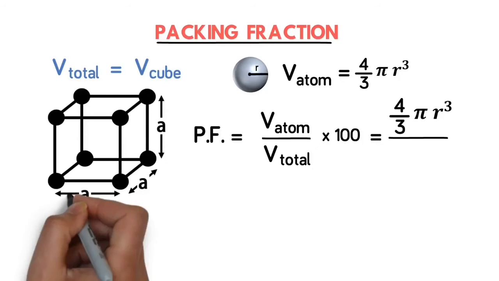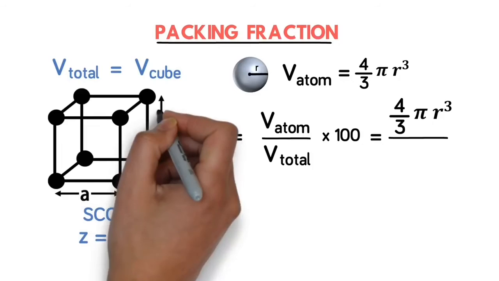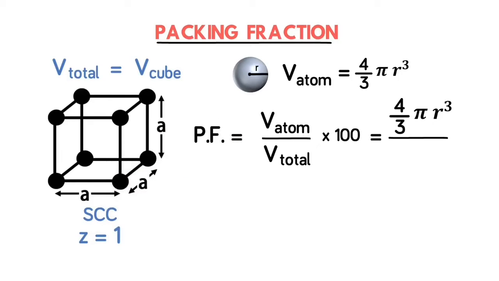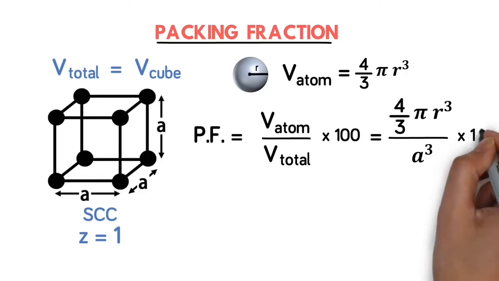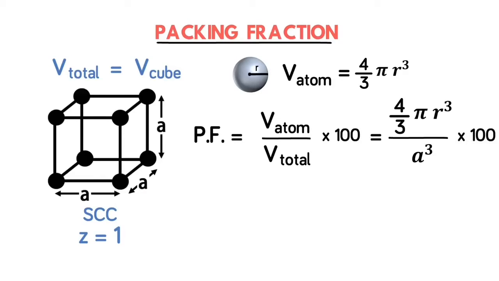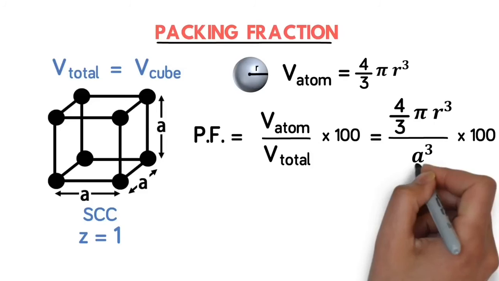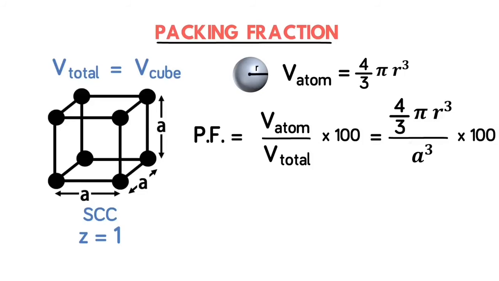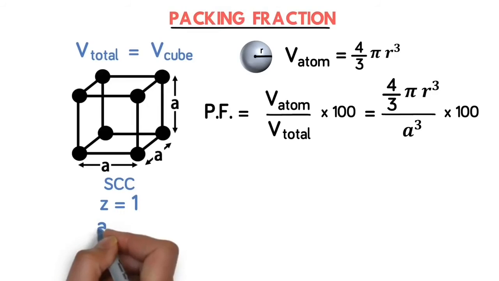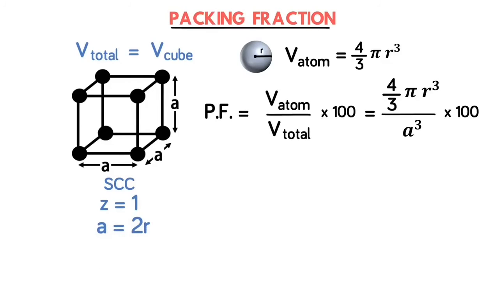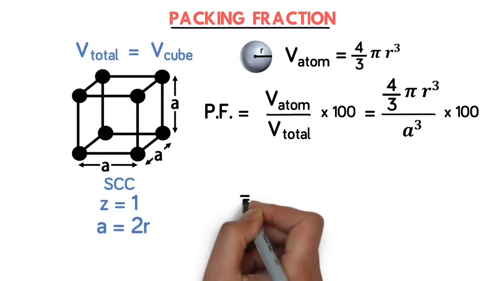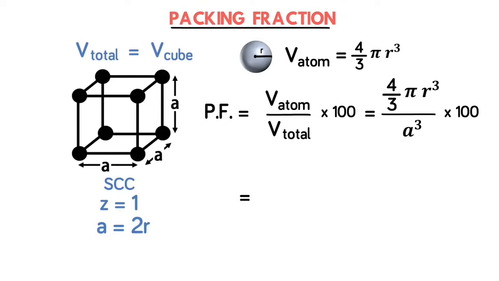Now the total volume, what? Total volume is the volume of the cube, and you have learned already in class 10, or in class 8 or 9, that the volume of any cube is the cube of one arm, that is a. Here a cube is the volume of the cube, that is the total volume. So the packing fraction leads to 4/3 pi r cube by a cube into 100.